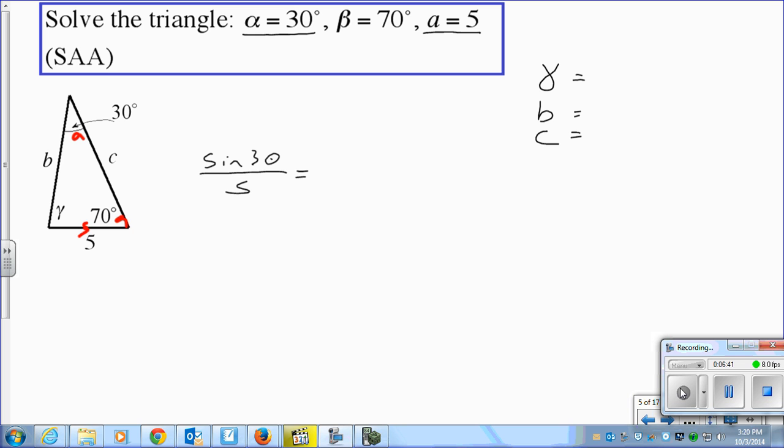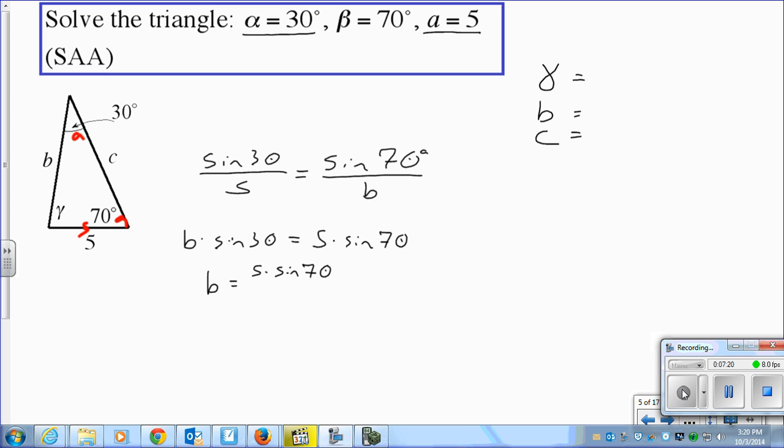I can put that into my calculator, so I'm good with that. I only want to solve this and have one unknown variable here. If I want to, let's say, solve for side B first, I can do the sine of beta, which is 70 degrees, over B. I cross multiply, I get B times sine of 30 is equal to 5 times the sine of 70. Divide both sides by sine of 30, and I get B is 5 times sine of 70 over the sine of 30.